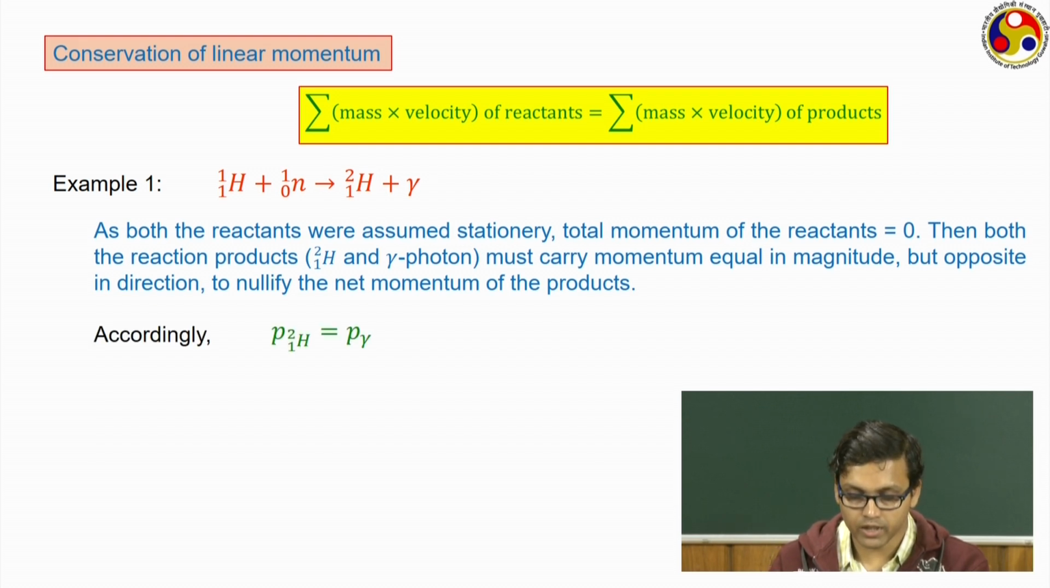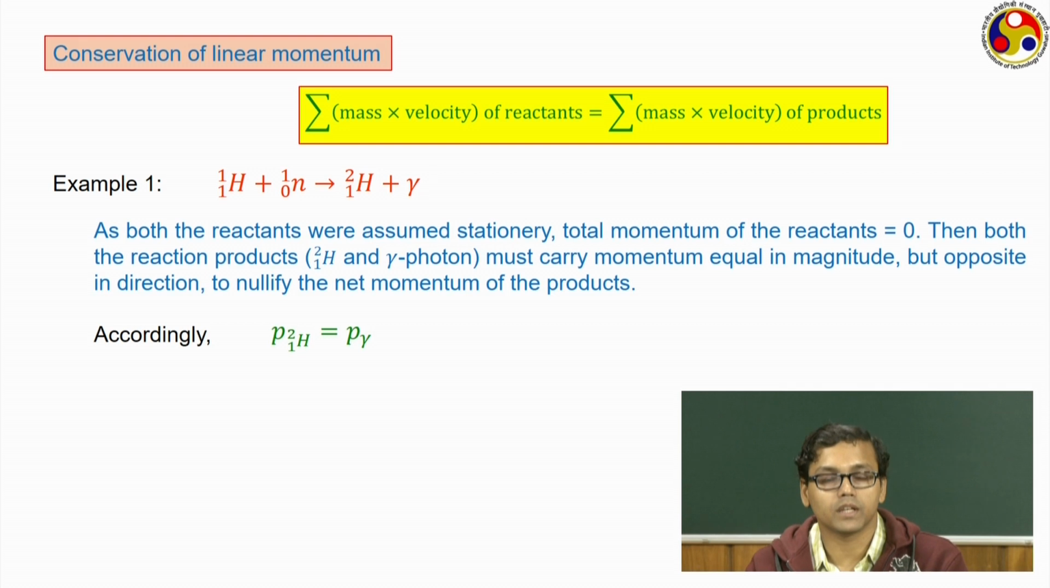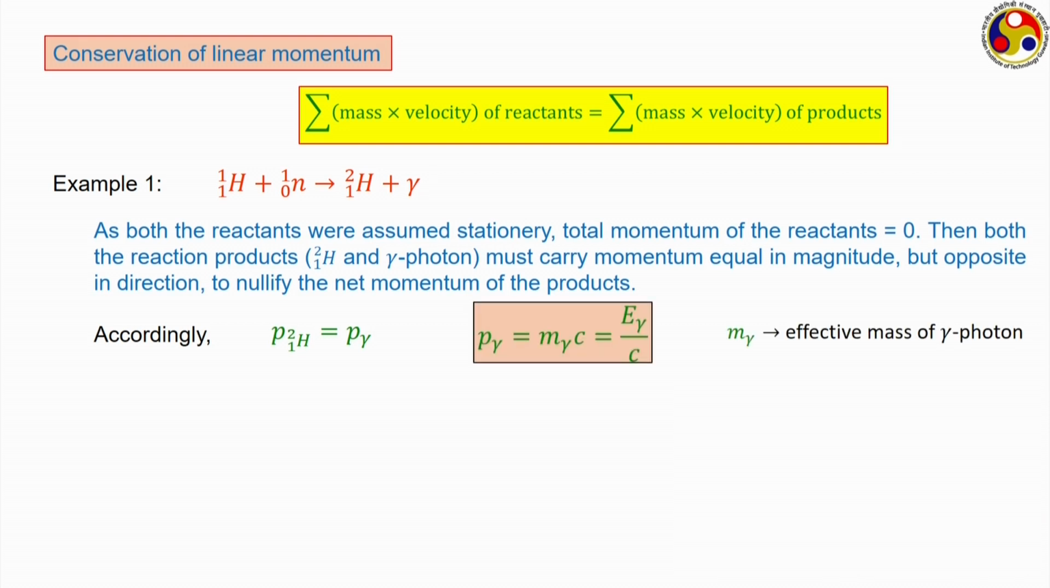Accordingly, we can write that the magnitude of the momentum for the deuterium should be equal to the magnitude for the gamma photon, but the gamma photon does not have any rest mass. So, we can equate its momentum to the energy. If E gamma is the amount of energy carried by the gamma photon, then that can be represented as m gamma c square, where m gamma represents the effective mass of the gamma photon because of its velocity, and being a photon it moves with the velocity of light. So, E gamma is m gamma c square, and hence if we divide E gamma by c, that should be equal to the momentum of this gamma photon, which is exactly what is written here.